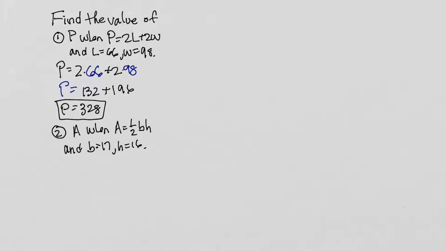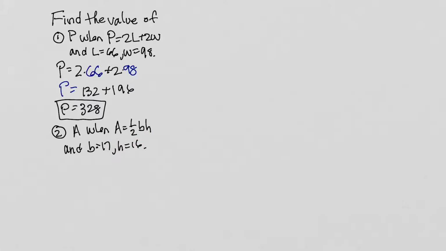Problem number 2 is similar to number 1. What we have is this formula here now. This turns out to be the area, A for area, of a triangle: 1/2 the base times the height. And in this case, we're given that the base is 17, the height is 16. So to find A, we're just going to do a straight computation. We're going to replace this B with a 17 and the H with a 16.